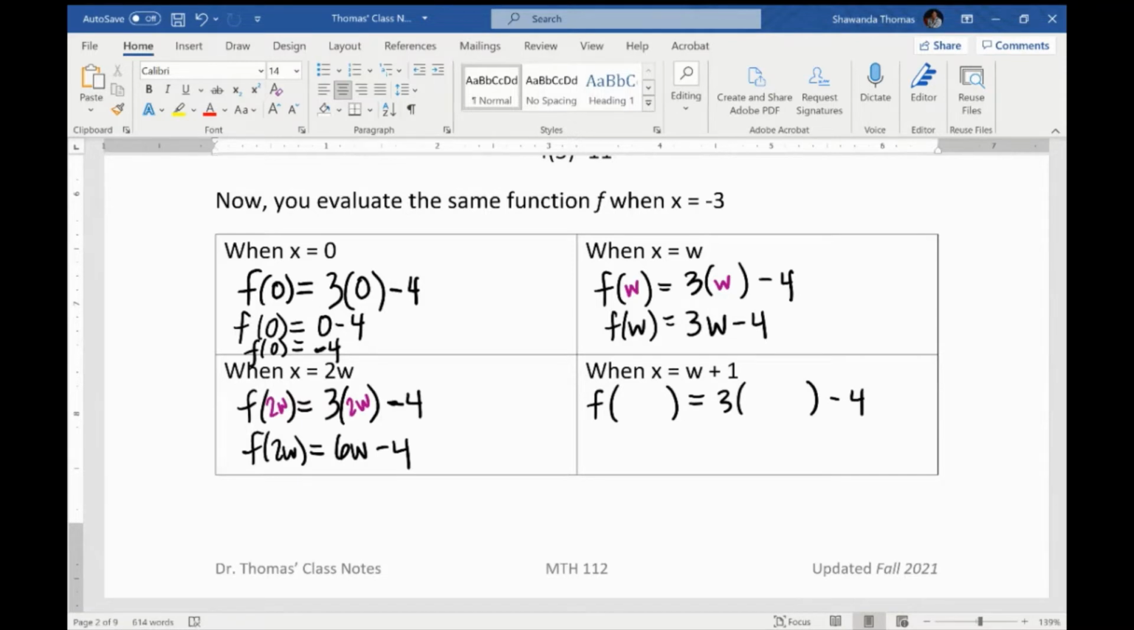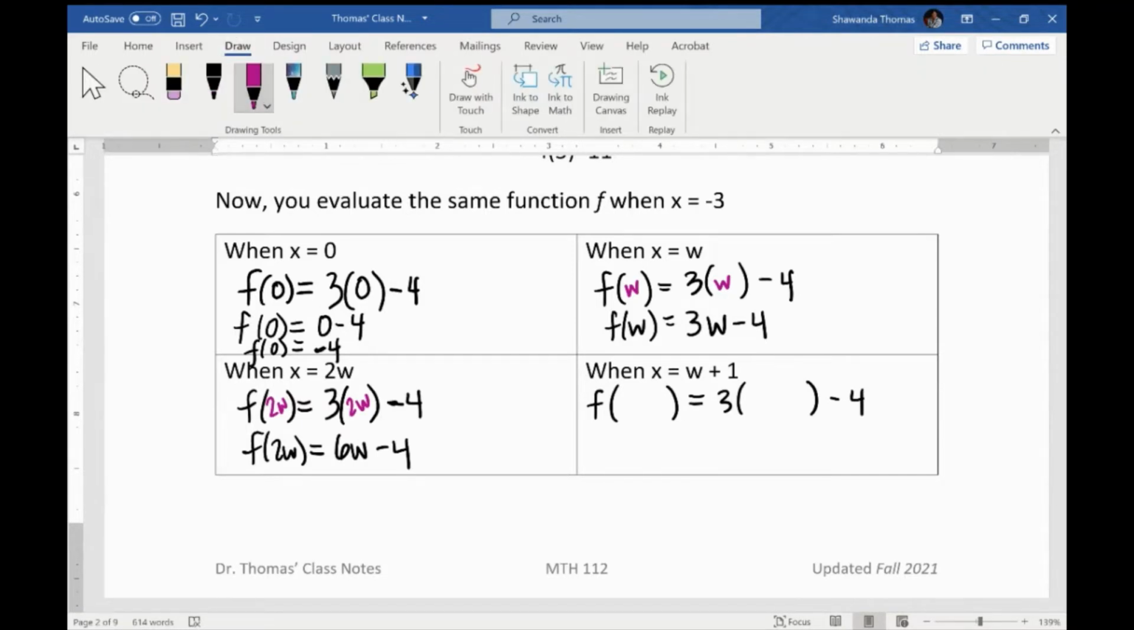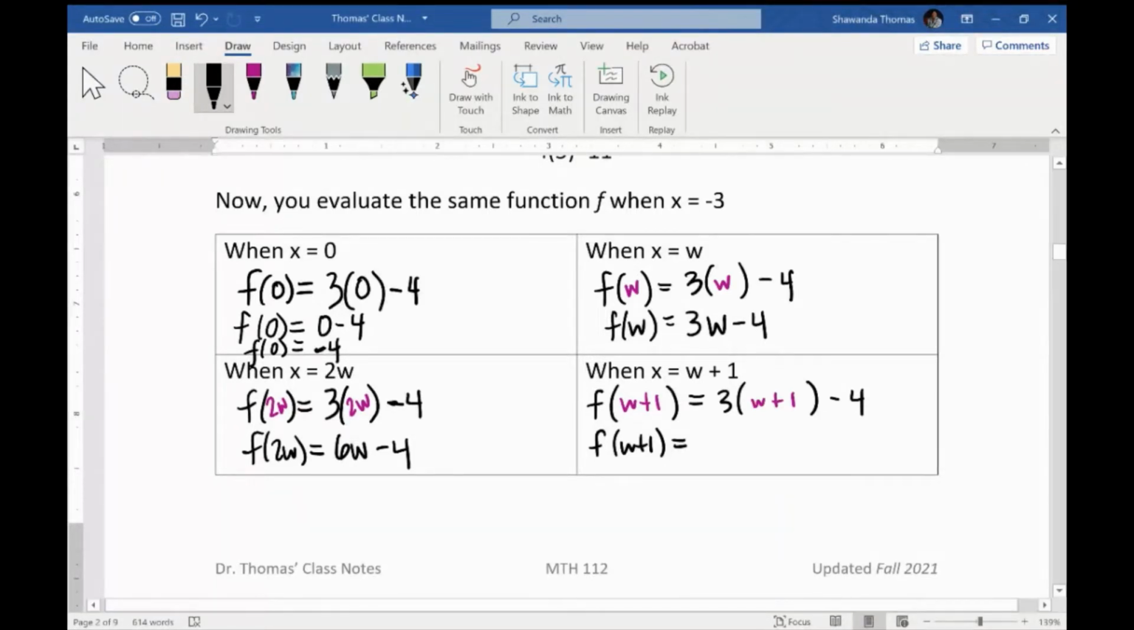All right. Again, w plus 1, w plus 1. So f of w plus 1 equals, what do I do now on the right side? 3w plus 3 minus 4. All right, what is that called? What did you just do? Give me some math terminology. Distribute. I like distribution. Distributive property. I like all those terms. All right, so distribute.